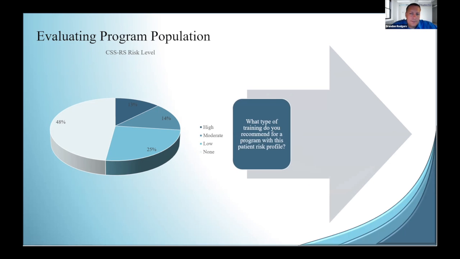What type of training would you recommend for a program with that kind of a patient risk profile? What kind of training would you make sure that staff gets by just looking at this information? Harm reduction. Harm reduction? Okay. How come, Trish? Trauma training. Good. How come, Teresa? Well, because just looking at the graph, first of all, 48%, that's really good in the moment in time of the snapshot.